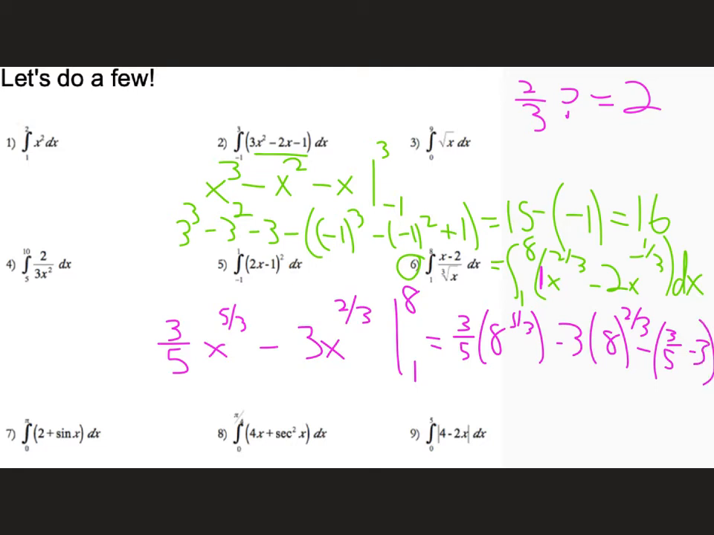Let me talk about number 8. We have 4x, so whose derivative is 4x? That would be 2x squared. And then we have secant squared. Whose derivative is secant squared? That would be the tangent. Then you plug in pi over 4 and 0, and you'll get to an answer. Feel free to play with any of the rest of them on the page, and ask questions if you got them.